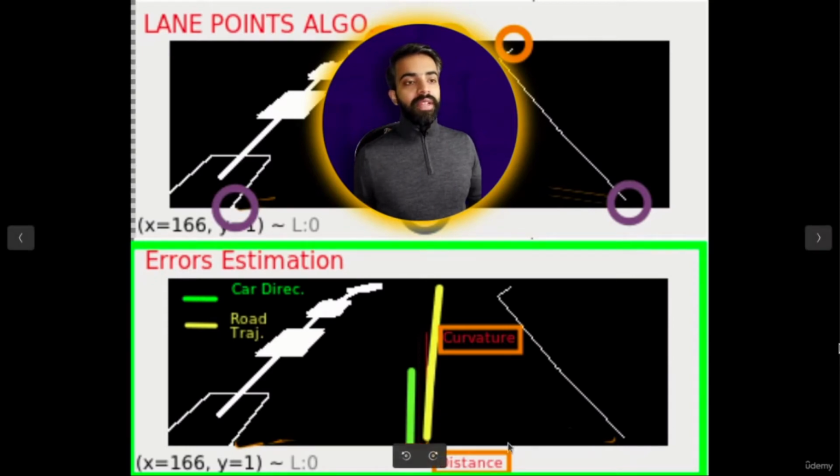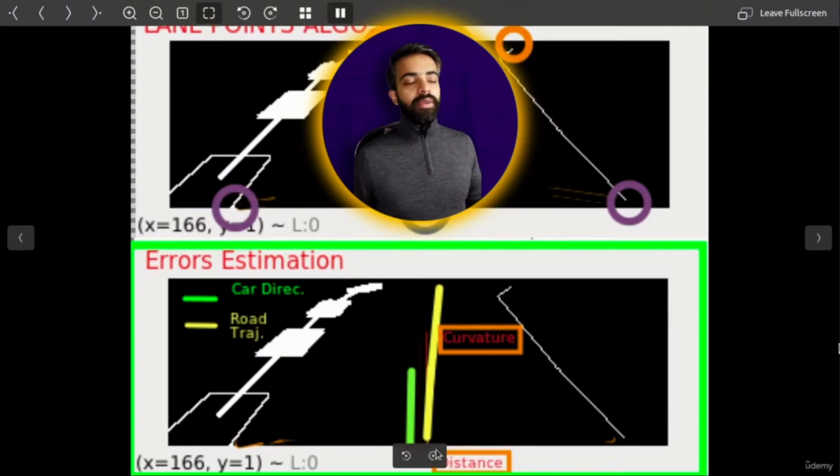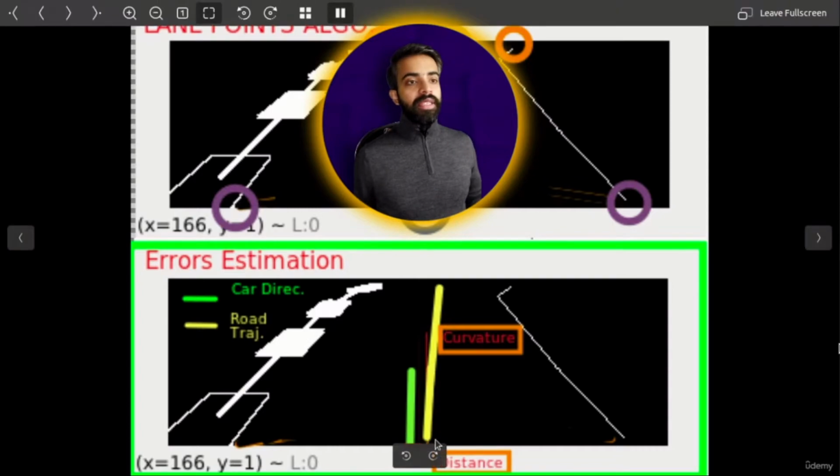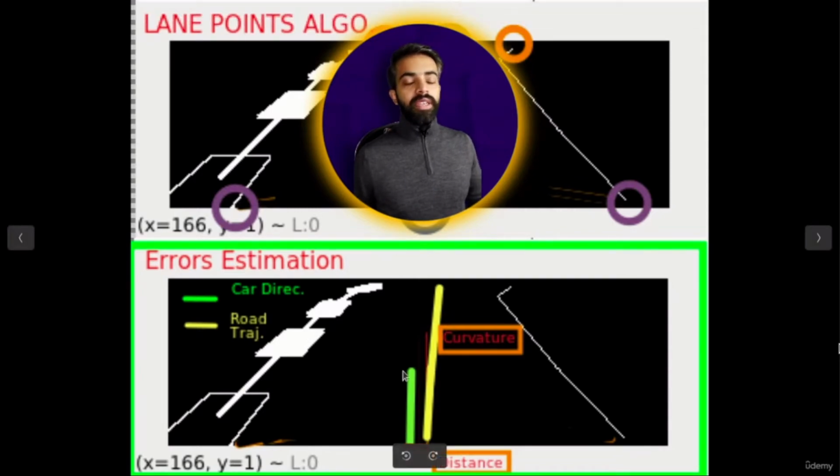Now, to estimate the first error value, we will simply compute the horizontal distance between the car's direction and the road trajectory from its bottom point. As you can see, right in the bottom, you can see a red line. This red line indicates the distance between the car start and the lane trajectory start. This will be the distance error value, and for the curvature, we simply compute the angle the road trajectory makes from the vertical. This angle will be positive on the right side, negative on the left. So these are the two error values that relate both the car and the road trajectory. Once we have these error values, we have related how much the car needs to turn and in which direction so that it can successfully follow the road.